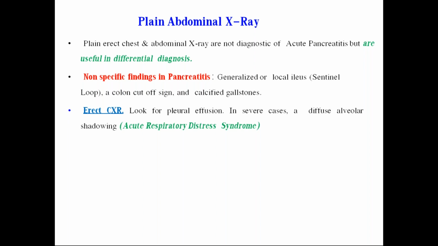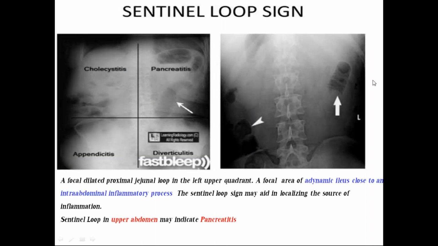The chest X-ray is done to rule out pleural effusion in severe cases, and in the very severe cases, diffuse alveolar damage because of acute respiratory distress syndrome.